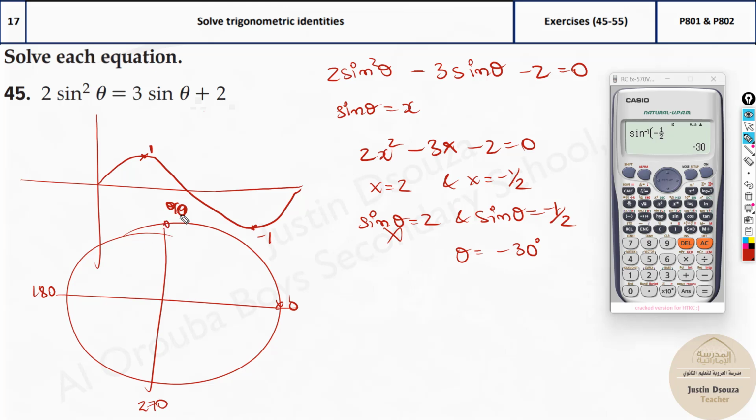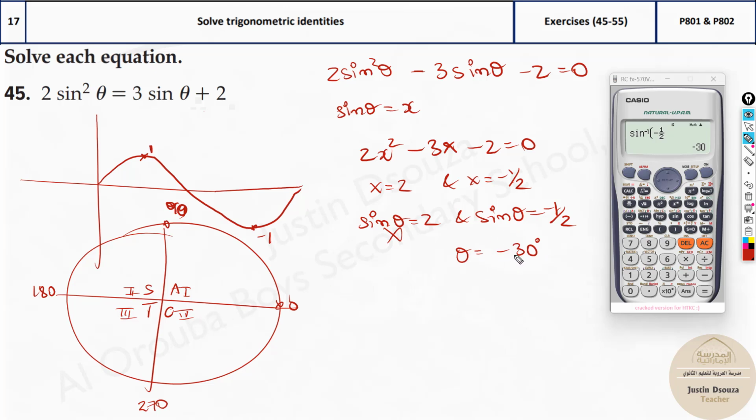For now, this is the unit circle from 0, 90, 180, and 270. Now, we need to know that there is something called the CAST diagram, C-A-S-T. Over here, this is the first quadrant, second quadrant, third, and the fourth. In the first quadrant, all are positive. That's good. But what about the second? Only sine is positive. In the third, only tan is positive, and only cos is positive in the fourth quadrant.